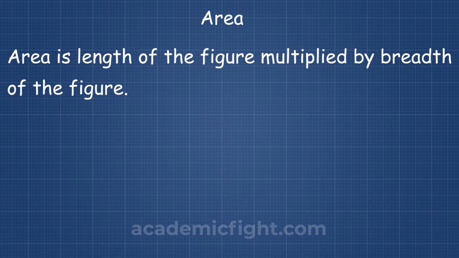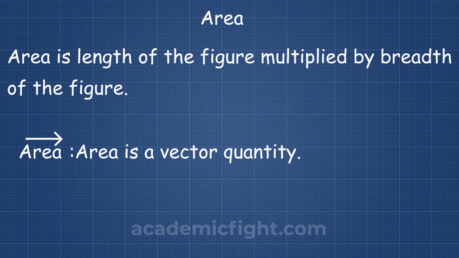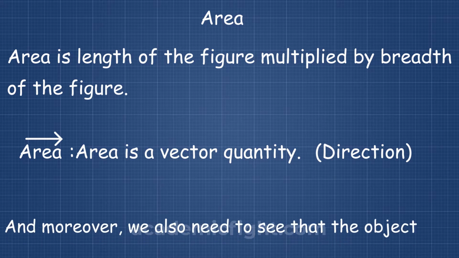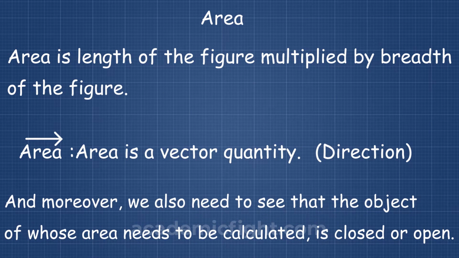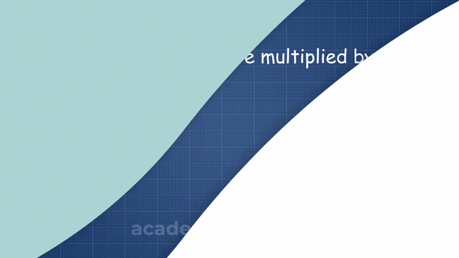Now before moving to electric flux, one of the major components we need to clear of is area. In simple terms, the area is the length of the figure multiplied by the breadth of the figure. But very few know that area is a vector quantity. Meaning we also need to take into account the direction. And moreover, we also need to see that the object whose area needs to be calculated is closed or open.